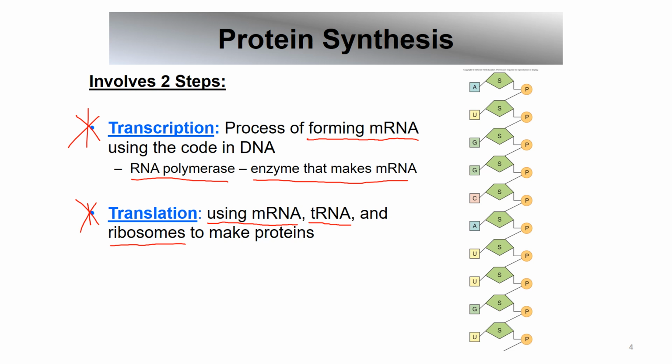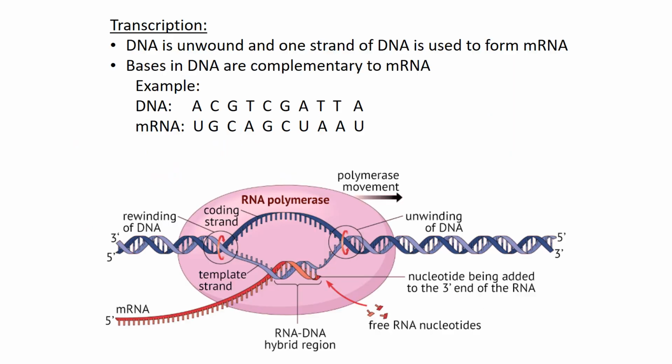Translation requires the ribosomes. Either the ribosomes could be attached to the rough ER or floating inside the cell. Okay, so step 1, transcription. During this step, the DNA is actually opened up. It's unwound, and one strand of DNA is used to form mRNA. The picture here shows the pink part. That pink is the RNA polymerase, the enzyme that opens up the DNA.